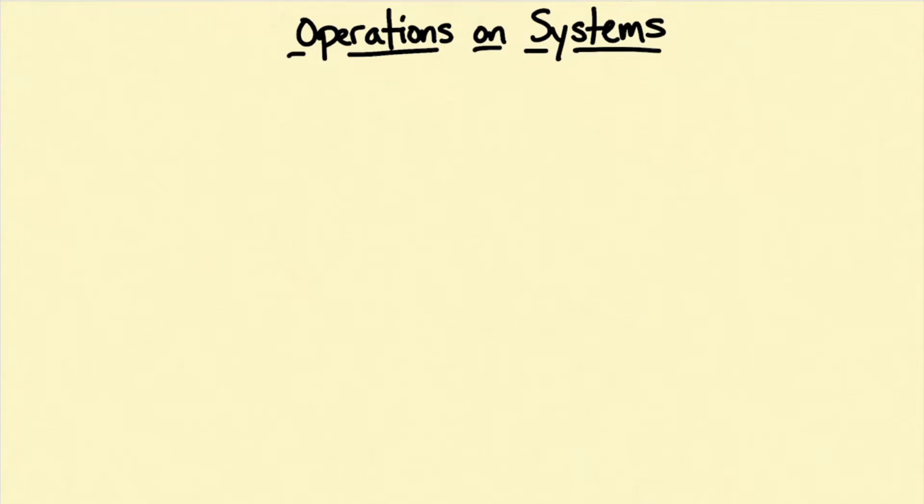In order to solve systems of linear equations, we're going to develop an algorithm called Gaussian elimination. This algorithm will depend on the three basic operations that we define in this video. The first one is called scaling.